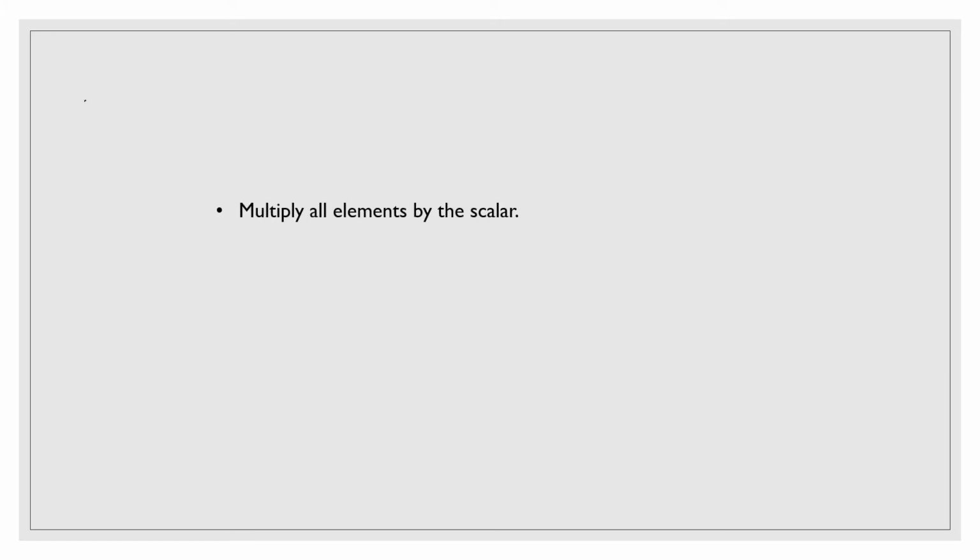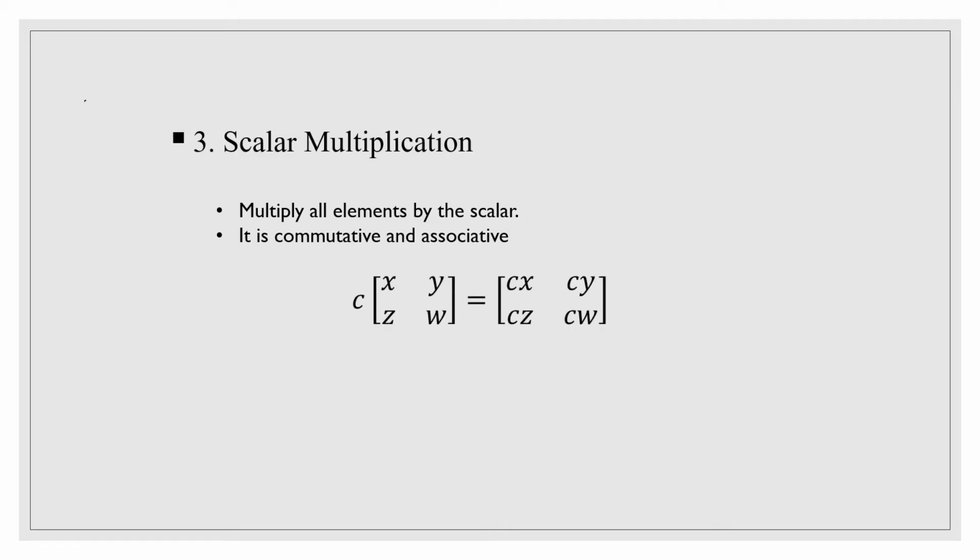Suppose I am multiplying each element by a scalar, then that product, whatever result we get, will be commutative because 2 times x is the same as x times 2. And this is called a scalar multiplication. You are multiplying the whole matrix x, y, z, w by just a scalar c. So each element of the matrix is multiplied by that scalar.